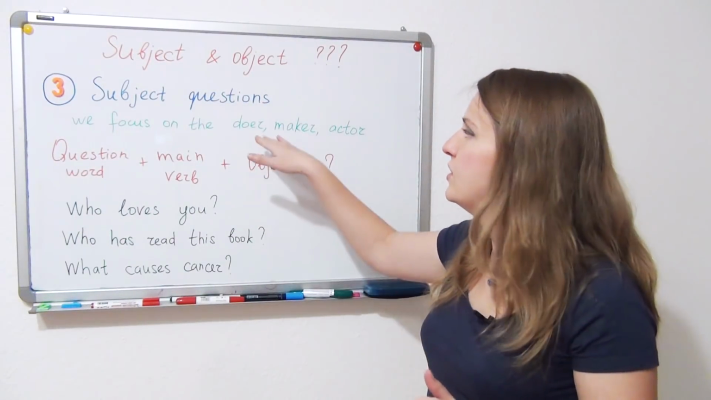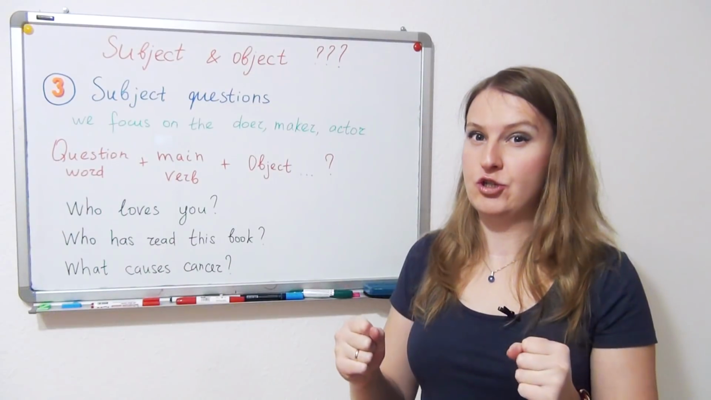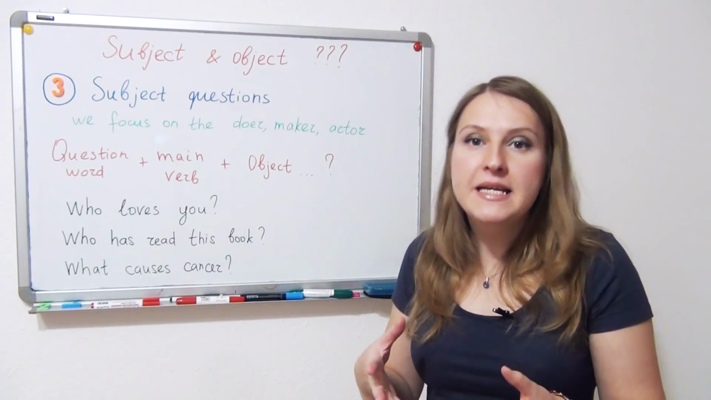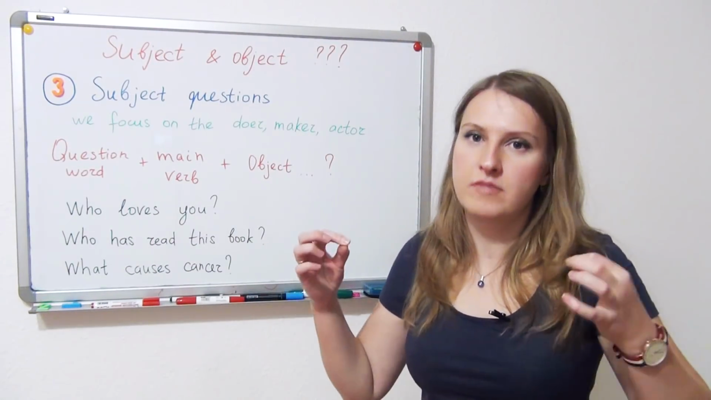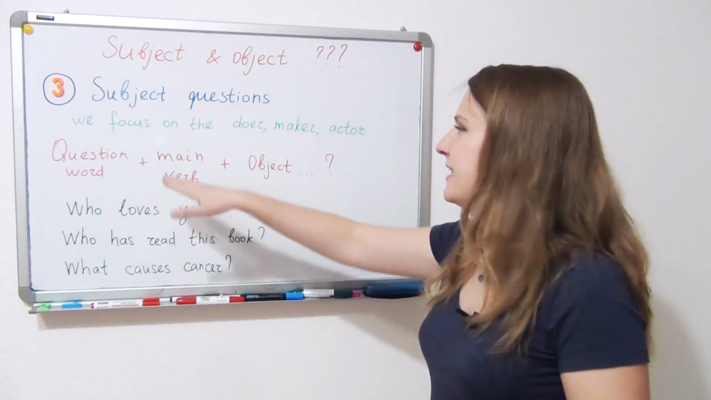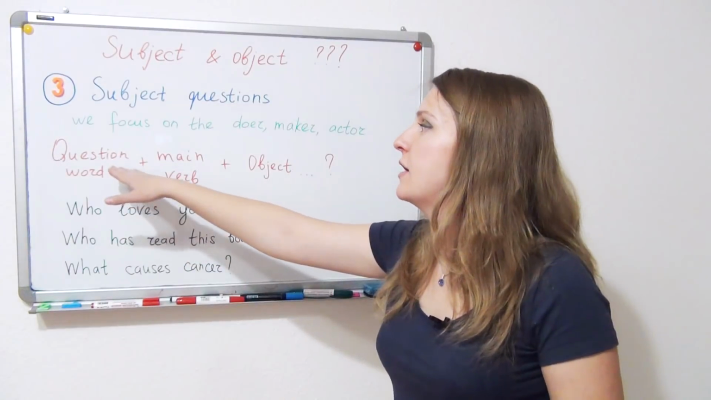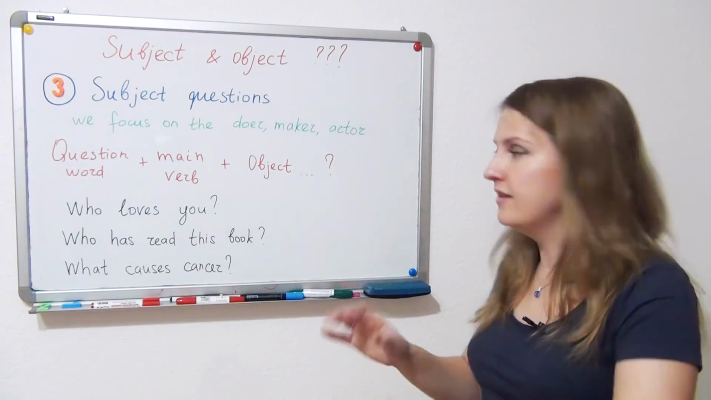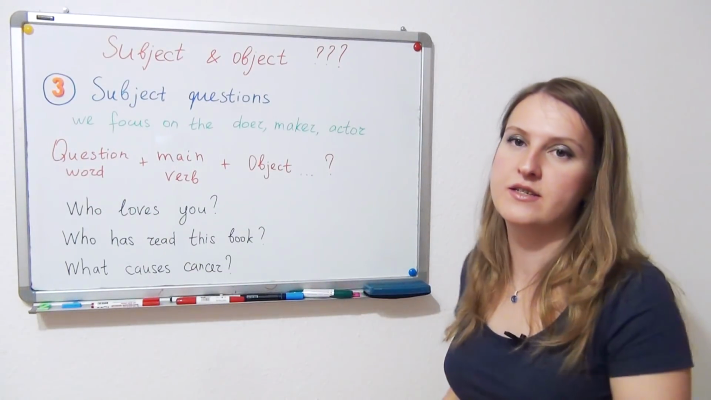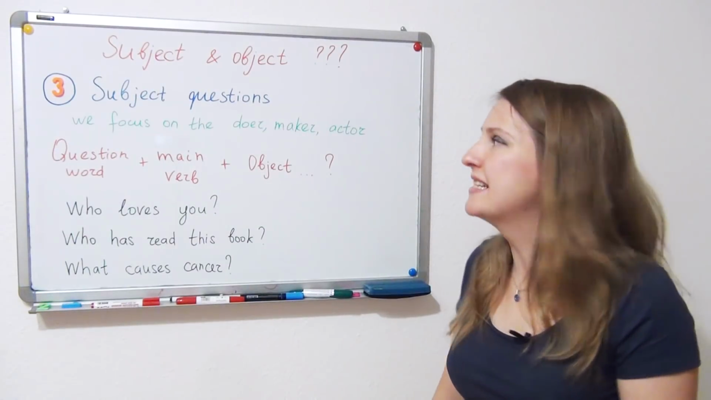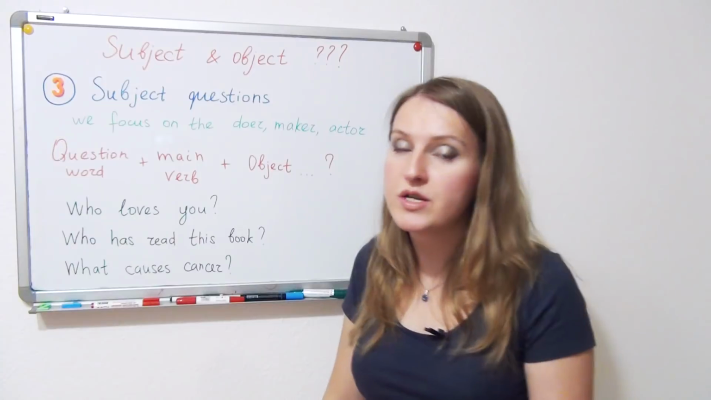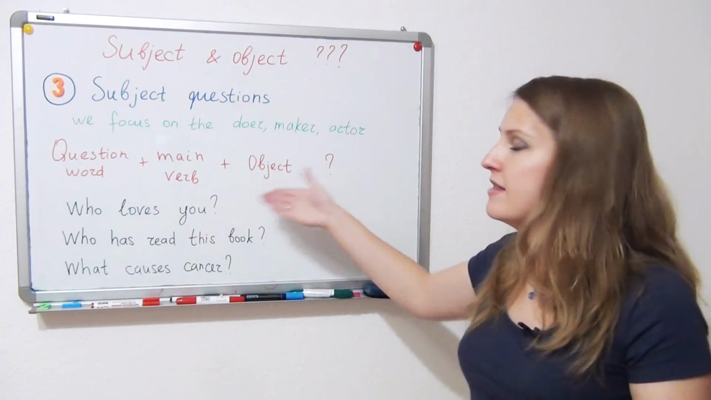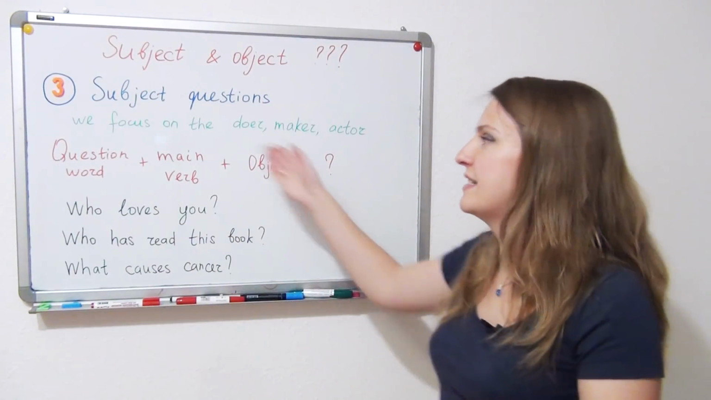And now let's talk about the subject questions. Here we focus on the doer, the maker, the actor, so to say. So basically, we deal with somebody or something that is active. The word order is quite simple here. First we use the question word, then the main verb, the whole predicate, everything, and then we use the object, and then the rest of the question. Notice that we practically substitute the subject with the question word. So the question word, who or what, becomes the subject within this question.